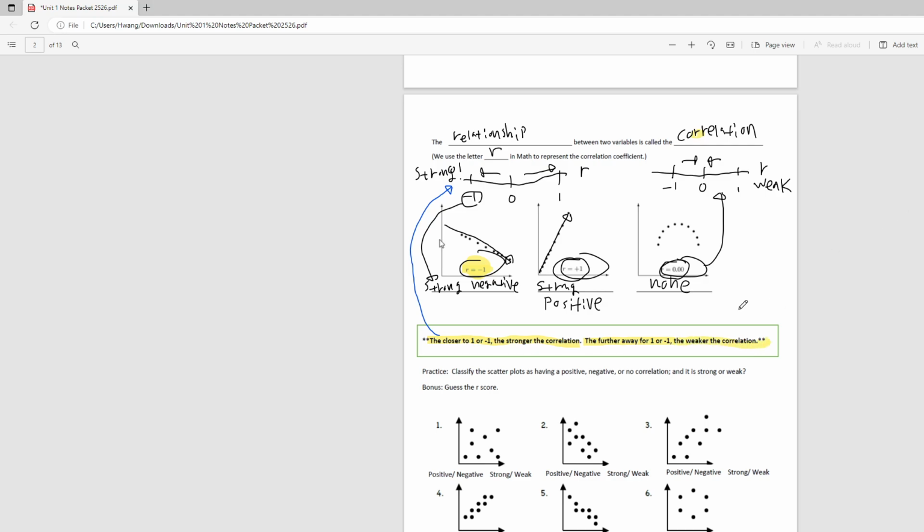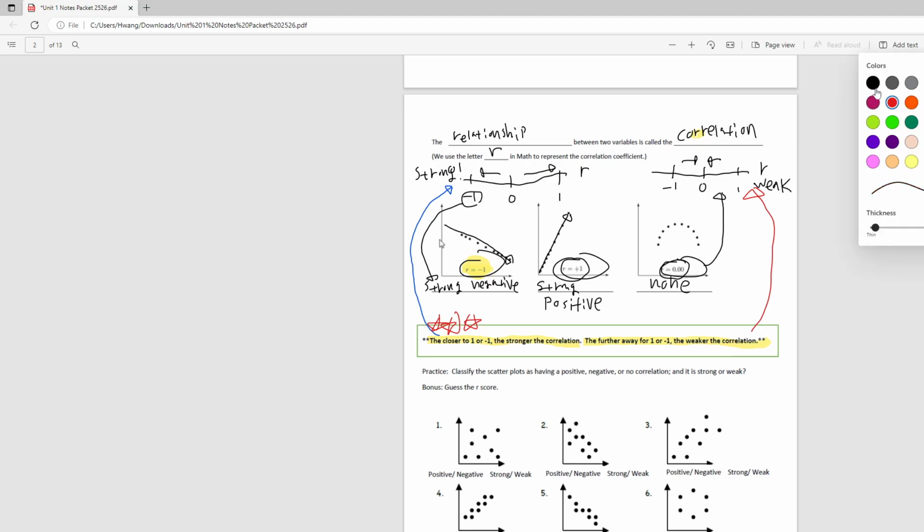So in other words, if your data is far away, that means closer to 0, it is a weak data. Have that in mind. That is the takeaway from today's notes. I'll put a star on this information. This is going to be on the SOL.